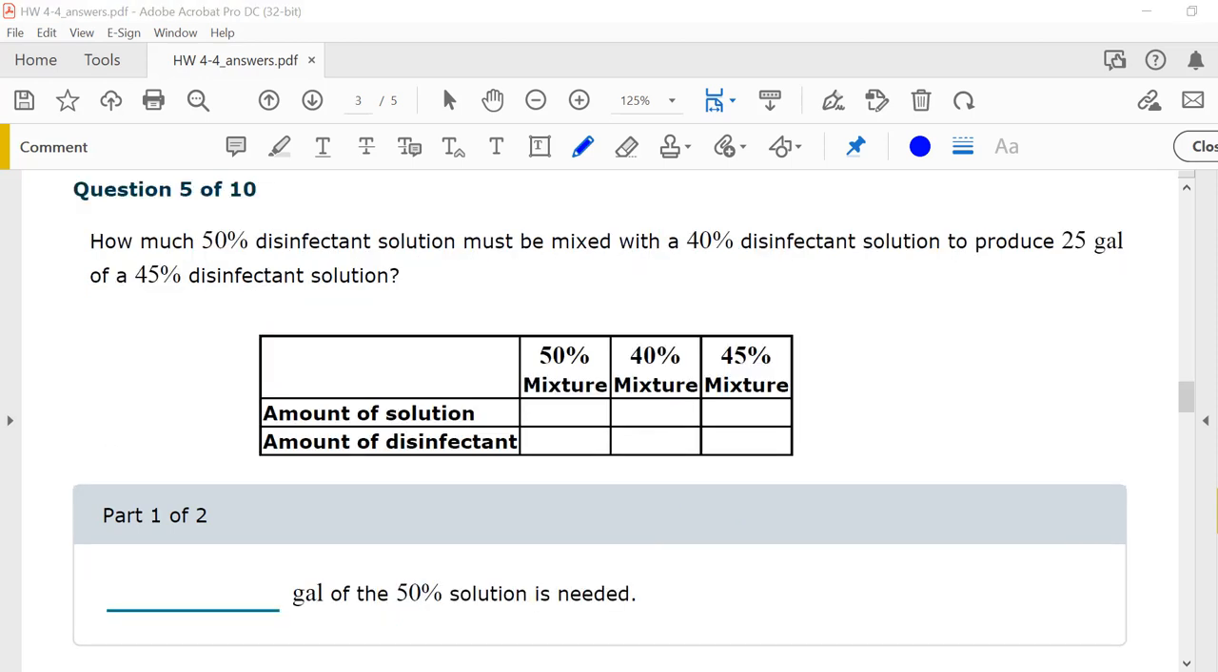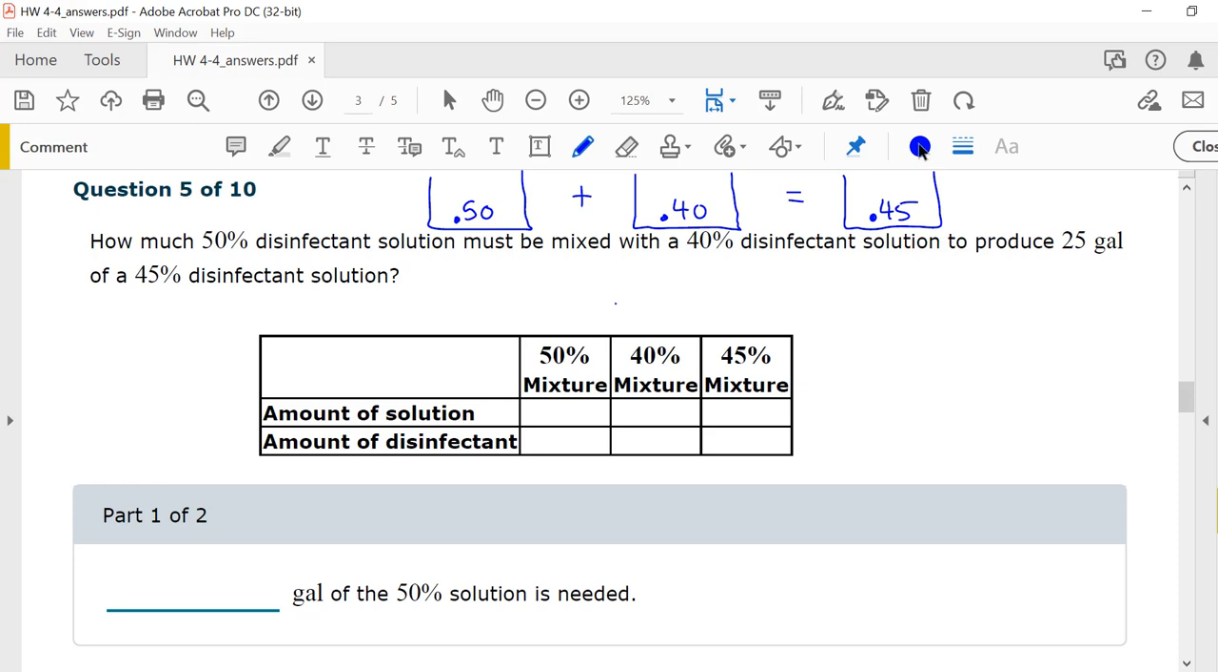Number 5, how much 50% disinfectant solution must be mixed with 40% disinfectant solution to produce 25 gallons of a 45% disinfectant solution? I like thinking of these as the mixture problems. Remember we saw these back during exam 1 time? Okay, let's go do the percentages first. You've got a 50%, so that's 0.50, mixing with a 40%, so that's 0.40, to produce a 45%, so that's 0.45.